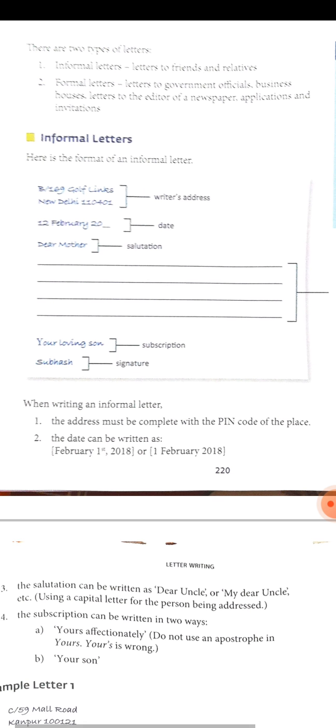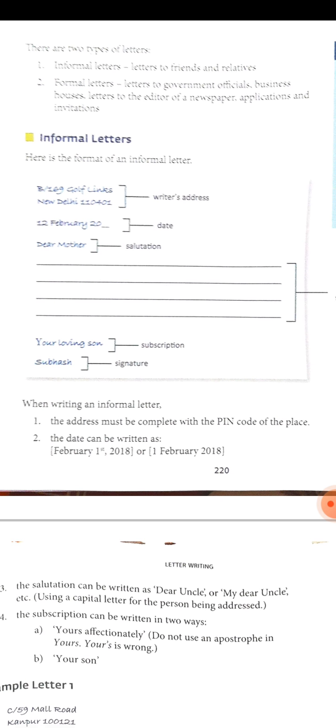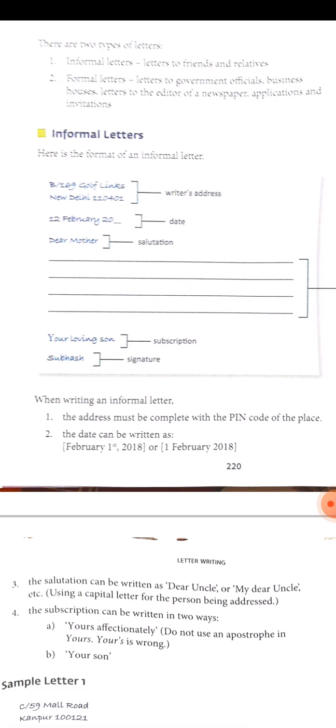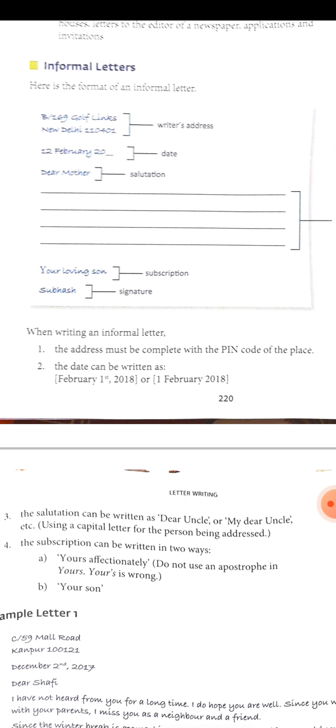So this is the format of writing an informal letter. An informal letter, you all know, is written to your friends, family or relatives. Now when writing an informal letter, the address must be complete with the pin code of the place. So you have to write the complete address and the pin code also. The second point is the date can be written as February 1st, 2018 or 1st February 2018. So you can write the date in these two formats.